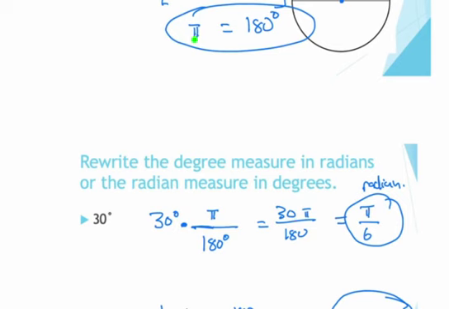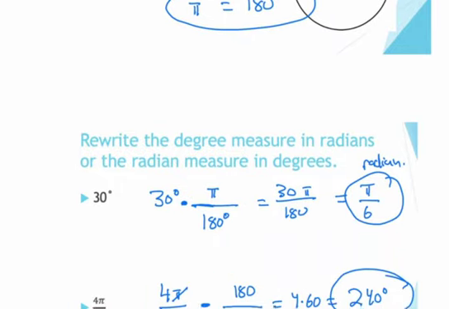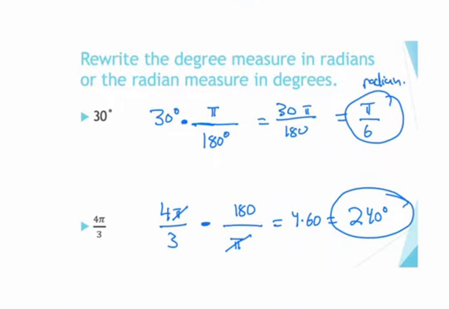So the main thing you need to remember is that pi radians equals 180 degrees. Then just make your units cross off the way that I've done below, and you will be in great shape.